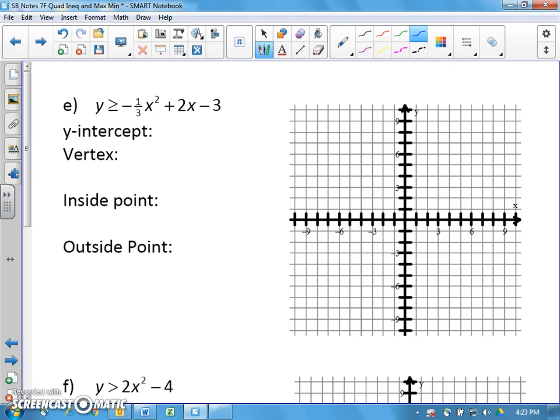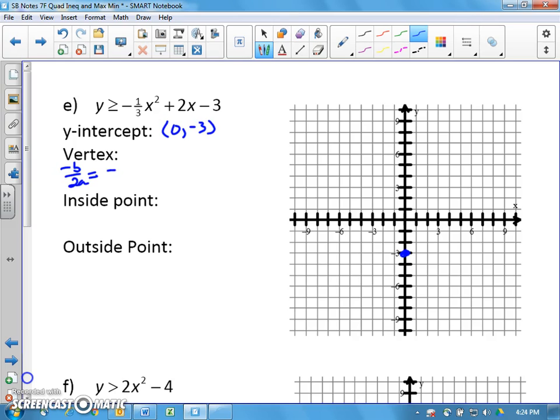Okay, the next one that we're going to do is E, and this one's in standard form. So the easiest thing to identify out of standard form is always going to be your y-intercept, so we'll go ahead and take that. If x is 0, we're going to get negative 3, which is our constant. So I know I have this point here, but be careful because that's not your vertex. That's just a y-intercept.